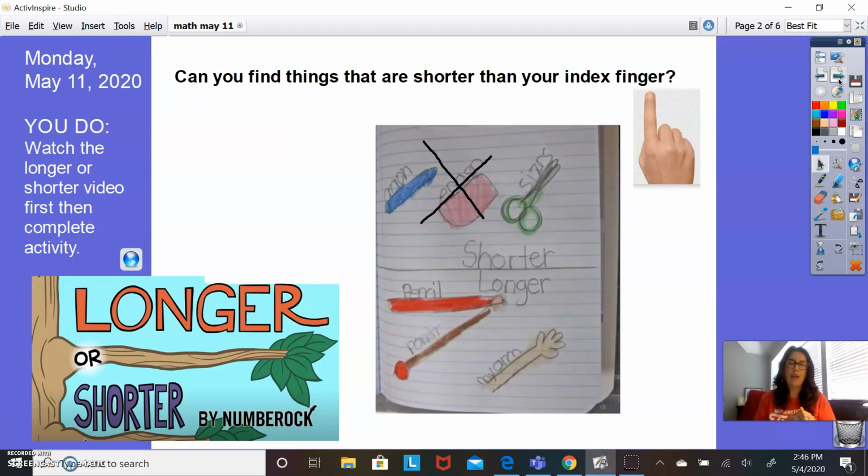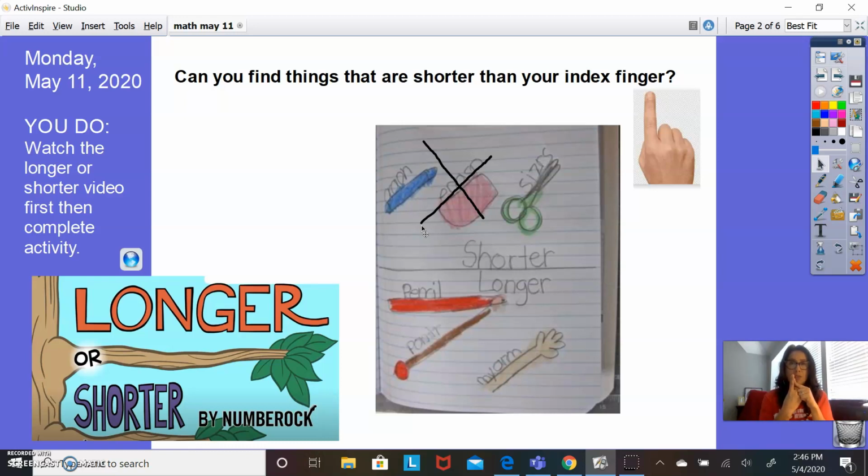Before you complete the activity in your journal, I want you to click on the longer or shorter video that is found inside your math lesson in Google Classroom. You'll watch this longer or shorter video that talks about length by Number Rock. You'll watch that first, and then open up your journal, and find things that are shorter than your index finger. This finger right here, your index finger, okay?